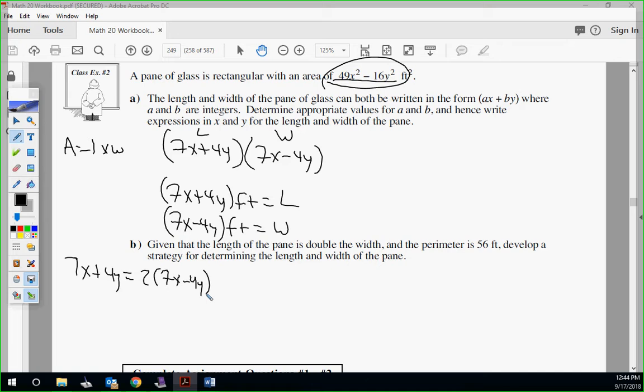Okay? And so if that's the case, we're doing perimeter now. You're doing perimeter of a rectangle, don't forget, you've got your width, you've got your length. It's 2L plus 2W, right? Perimeter is 2L plus 2W. But we have it all in terms of W. Correct?